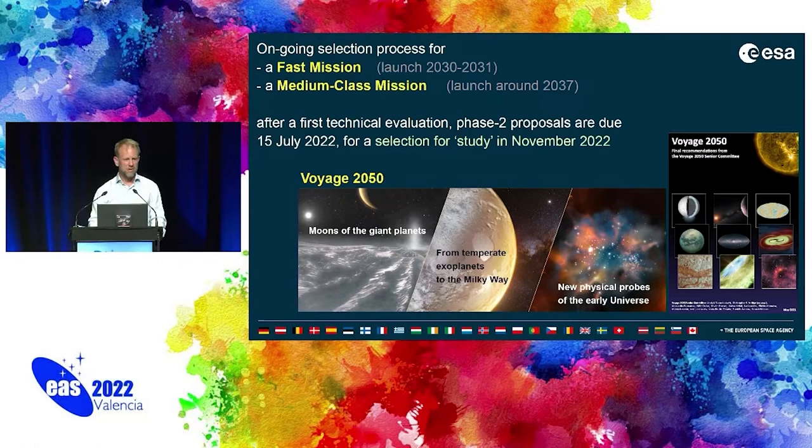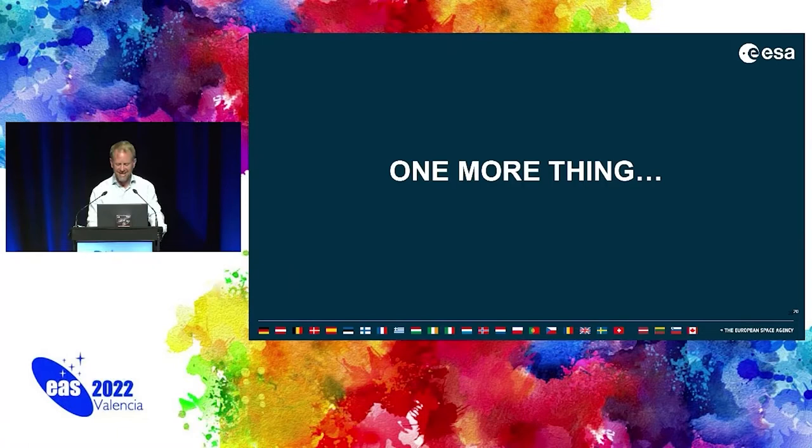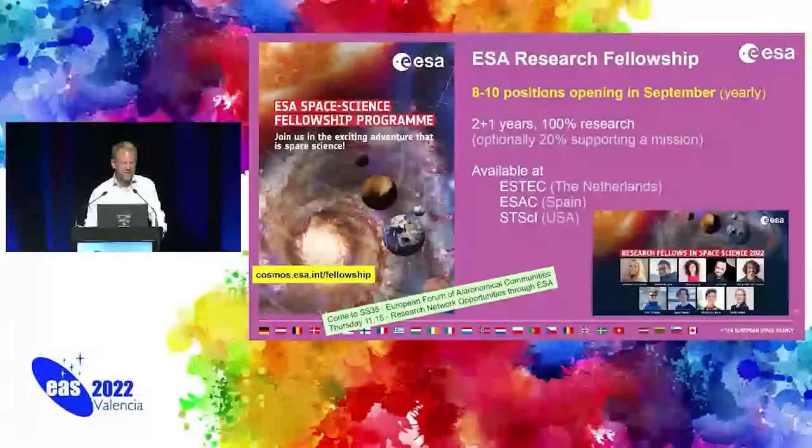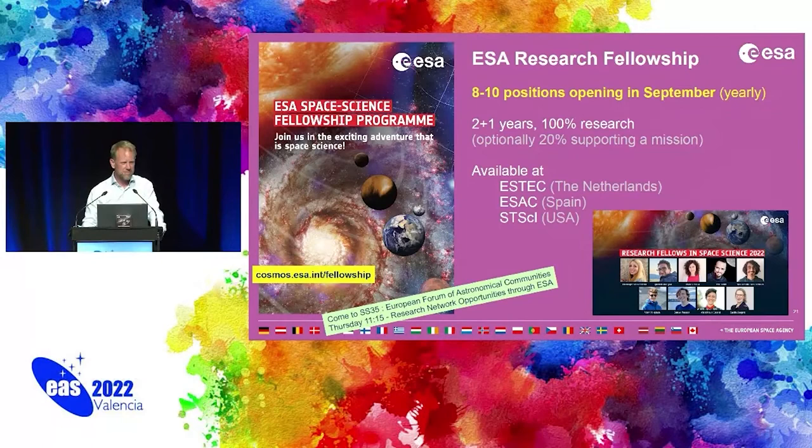So especially if you're under 30, that's what you're going to be able to use in mid to end career. For the people above 30, well, out of interest maybe, or help us to actually get the young people on the road. And one last slide, just for the younger ones among you, a reminder that we have research fellowships at ESA every year. We open them in September, so if you are looking for a postdoctoral position, 100% research, in the Netherlands, in Spain, or in the US, then look out in September for this.